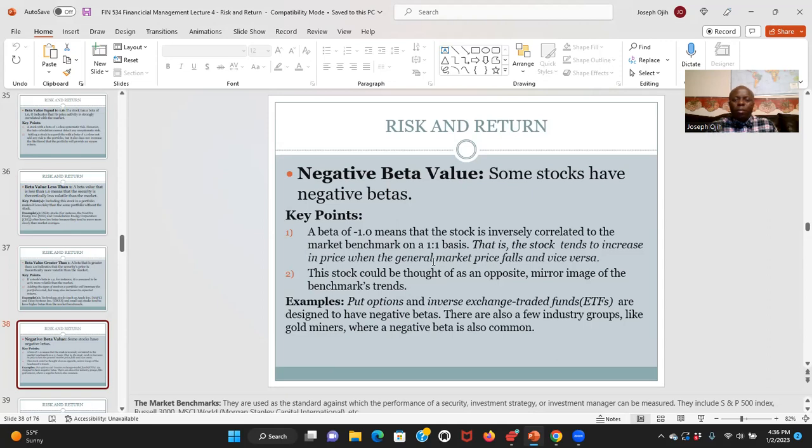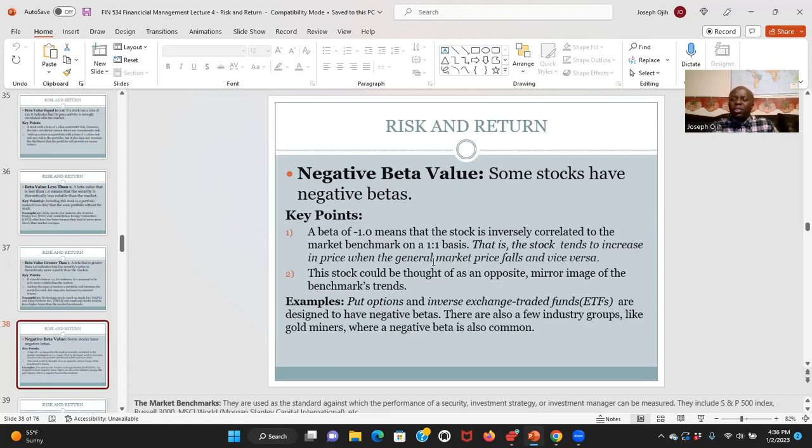Now, a beta of -1 means that the stock moves inversely. So if the market is up, it is down. If the market is down, it's up. So in other words, the stock tends to increase in price when the general market falls, and vice versa. A good example of assets or investments that can have this kind of beta are things like put options. We haven't done how to trade options in this class, so we're eventually going to deal with them.